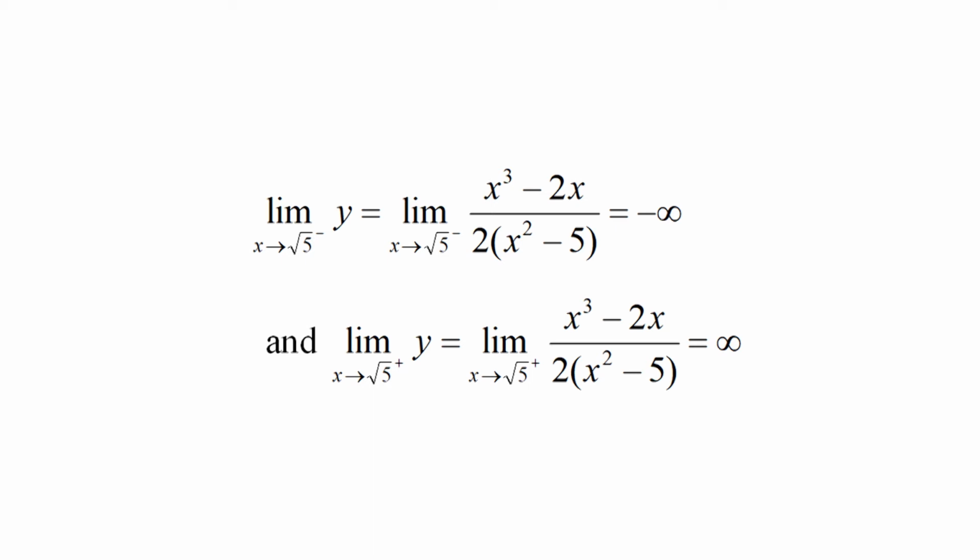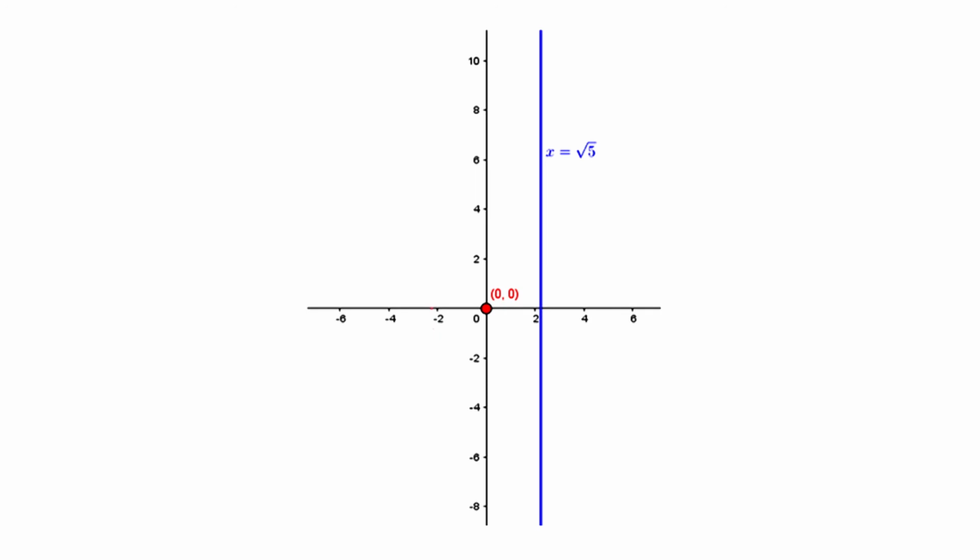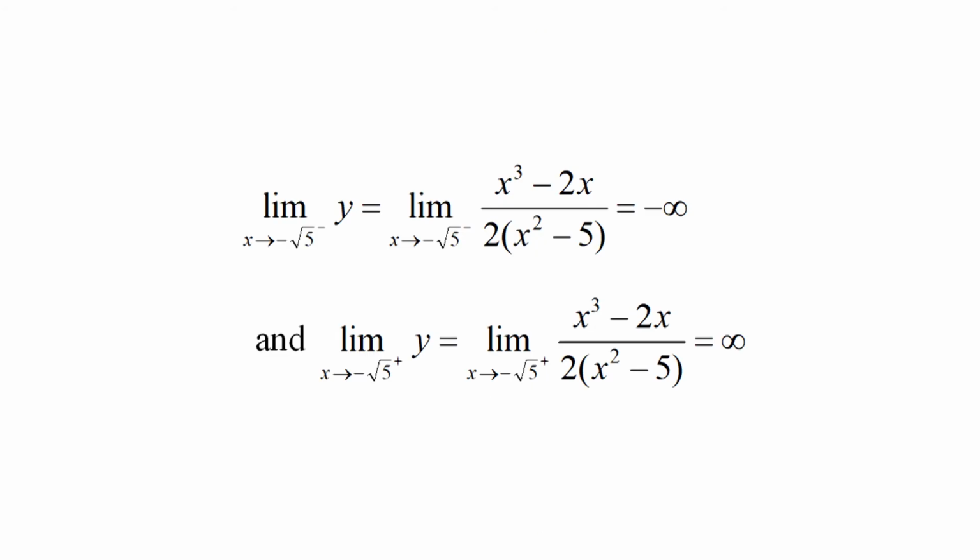Now, limit x going to root 5 minus of y is equal to limit x going to root 5 minus of x cube minus 2x whole divided by 2 times x square minus 5, which is equal to minus infinity, and limit x going to root 5 plus of y is equal to limit x going to root 5 plus of x cube minus 2x whole divided by 2 times x square minus 5, which is equal to plus infinity. Hence, x is equal to root 5 is an asymptote.